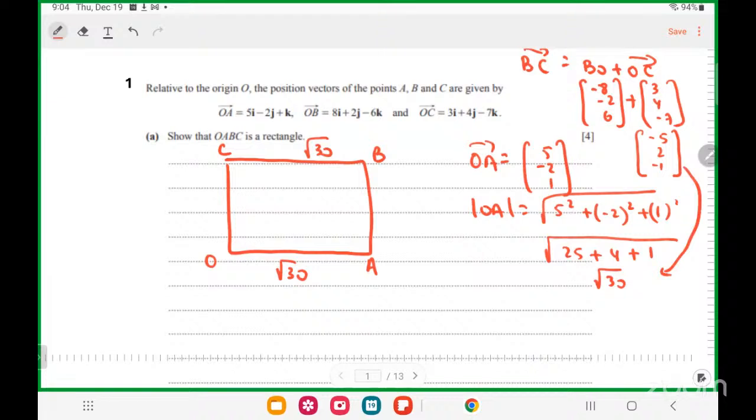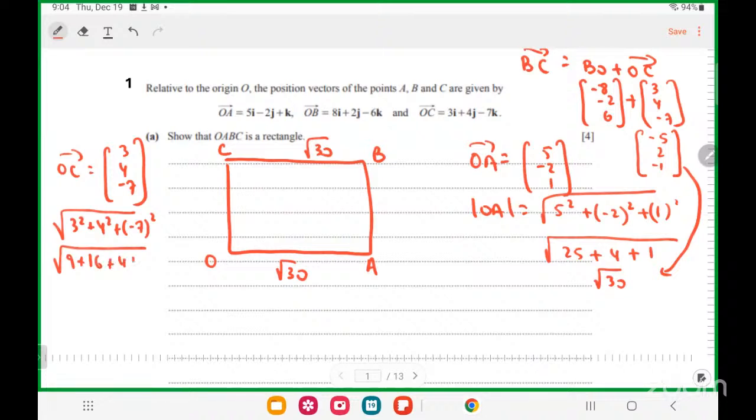Now, let's check the magnitude of OC. OC is (3, 4, -7). 3 squared plus 4 squared plus (-7) squared: 9 plus 16 plus 49, the square root of 74. So if this is the square root of 74, this is also the square root of 74. But let's first prove whether it is the square root of 74 or not.